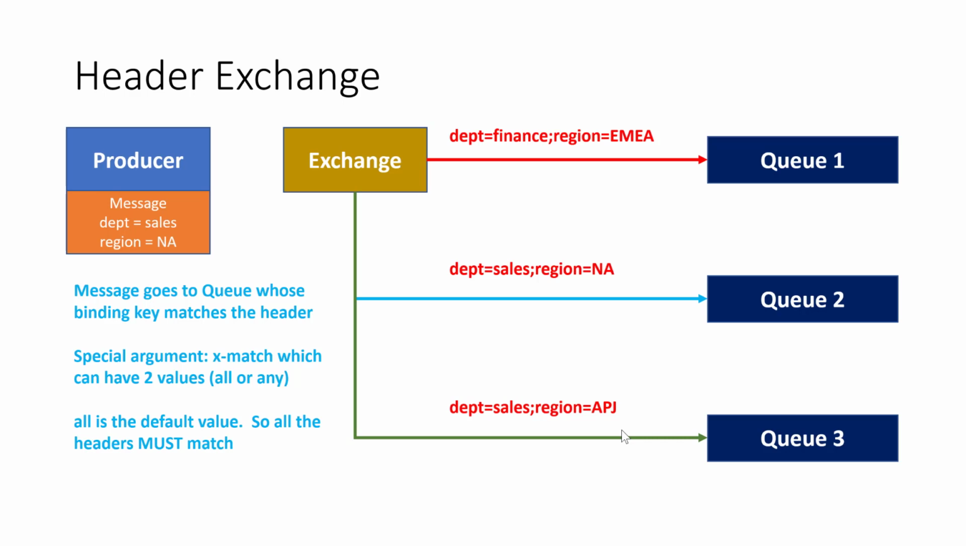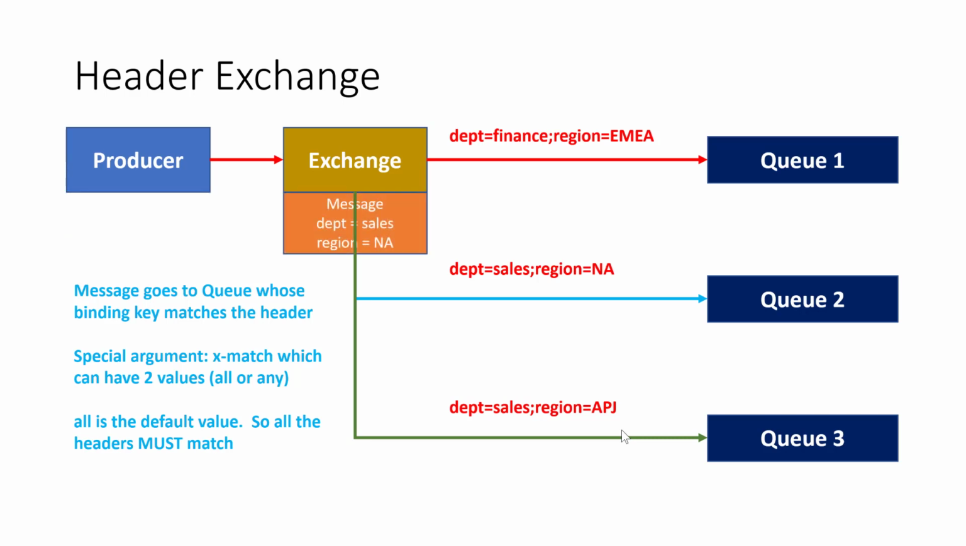Now the message goes to the queue whose binding key matches the header. So instead of the routing key, now it needs to match the header. Now here we have two headers, department equals sales and region equals North America. So there is a special argument called x-match, and x-match can have two values, all or any. So all is the default value. So the binding key must match all of the headers for the message to be routed to that queue.